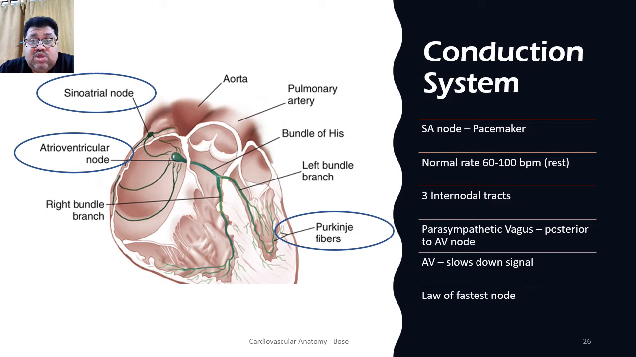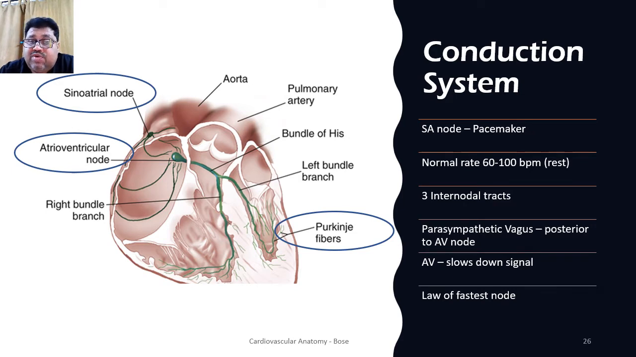The SA node is located at the junction of the right atrium, right here. It is located at the right atrium and the superior vena cava. The P cells of the SA node are the sites for impulse generation. Consequently, the SA node is termed the pacemaker of the heart, as it makes or creates the impulses that pace the heart. The normal pacing ability of the SA node is between 60 and 100 beats per minute at rest.